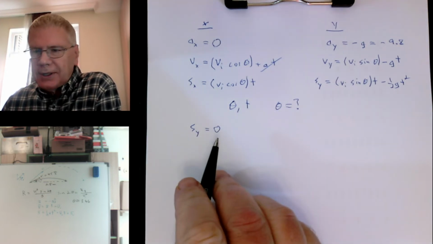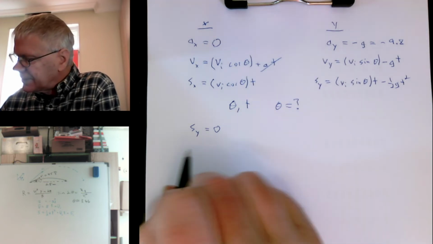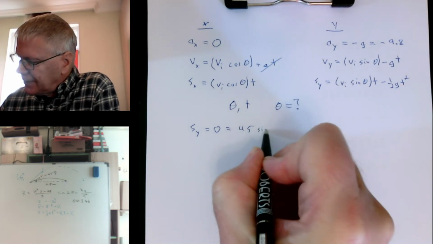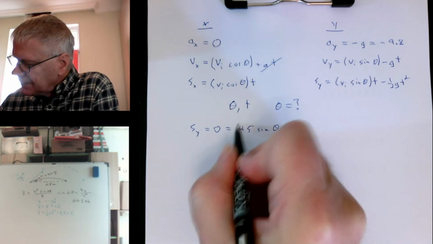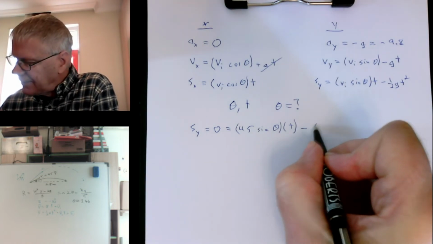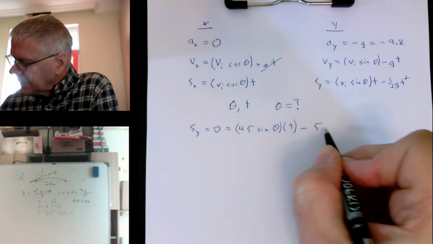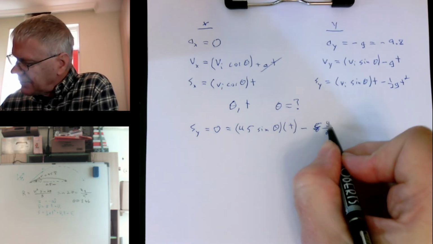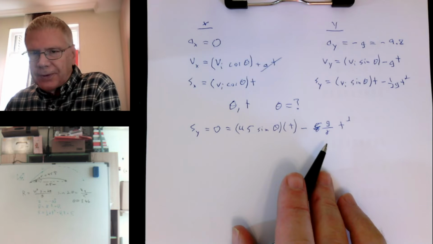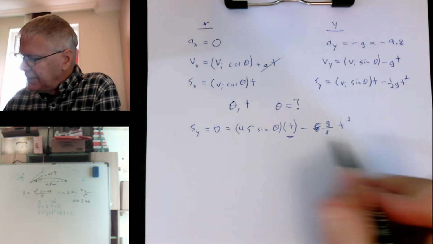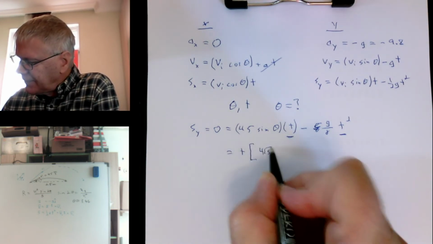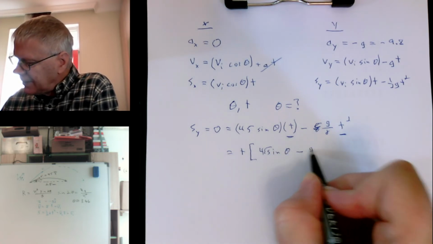And I know that the y position of the height is 0 at the end. So let's set this equal to 0. And vi is 45 sine theta times t, minus 1/2 g, let's call that, for now, g over 2, t squared. And this is equal to 0. And I can solve this for t in terms of theta. First of all, there's a t here, and there's 2 t's in this term. So I get t times 45 sine theta minus gt over 2.